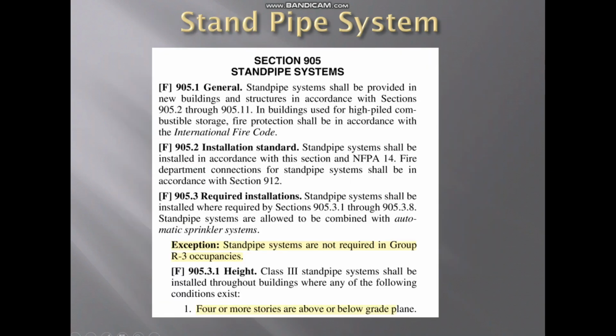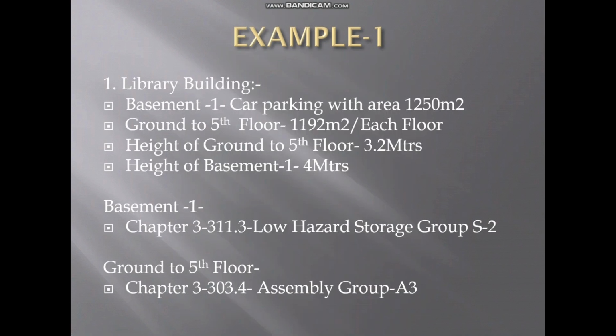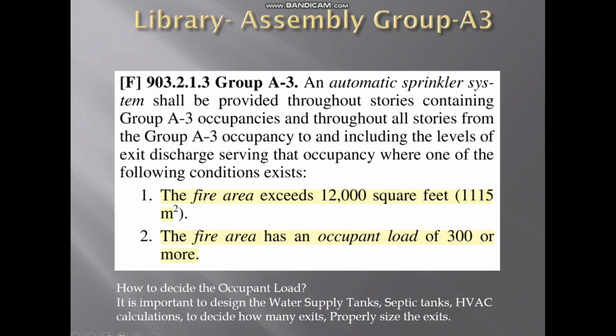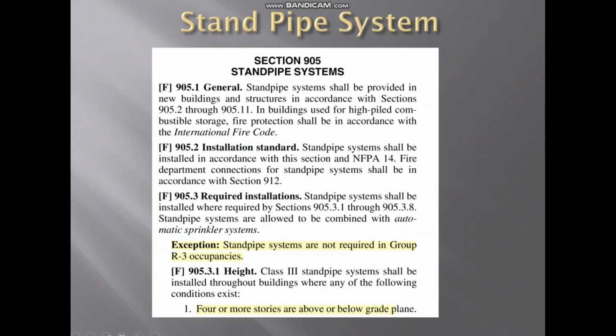Okay, so let's go to the standpipe system arrangement. Same in chapter number 905. You can see the class 3 standpipe is required for 4 or more stories, above or below grade. So in our case, we have a total of 5 floors, from the ground floor to the 5th floor. So we are sure that we are in this category, 4 or more stories. So we have to provide the class 3 standpipe system.